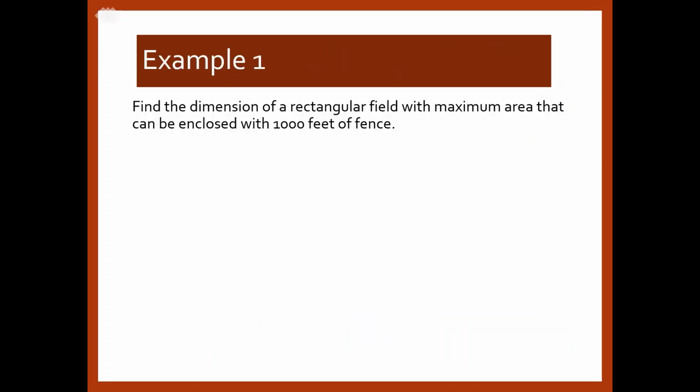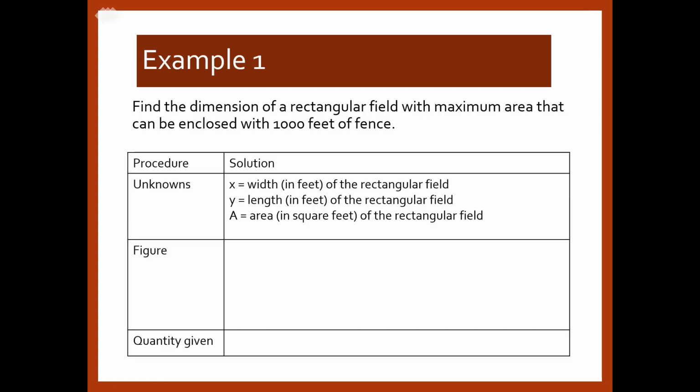Refer to example 1. Find the dimension of a rectangular field with maximum area that can be enclosed with 1000 feet of fence. To solve the problem, first of all, identify all the unknowns involved. For this example, x refers to the width, y refers to the length, and A refers to the area of the rectangular field.